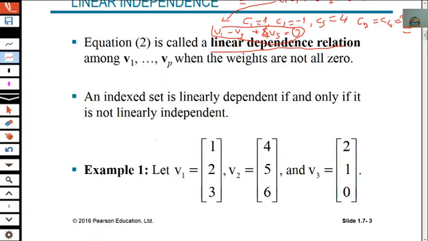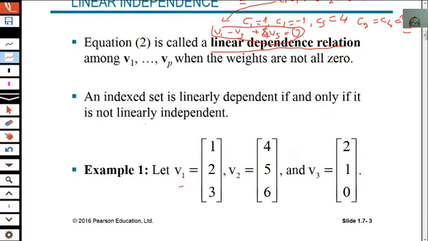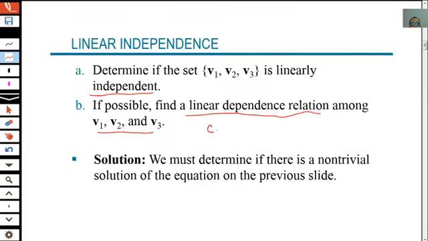For example, we have 3 vectors here, v1, v2 and v3. Determine whether the set v1, v2, v3 is linearly independent. If possible, find a linear dependence relation among the vectors if they are linearly dependent. Namely, we have to solve the system written as c1 v1 plus c2 v2 plus c3 v3 is equal to 0, and we must determine if there is a non-trivial solution of the equation on the previous slide, namely this one.